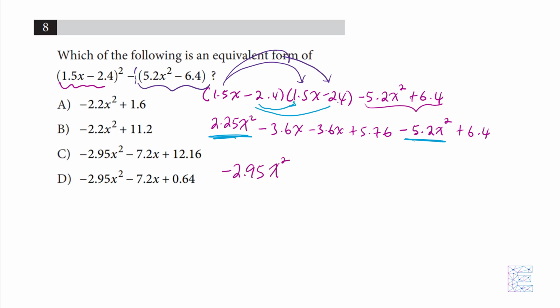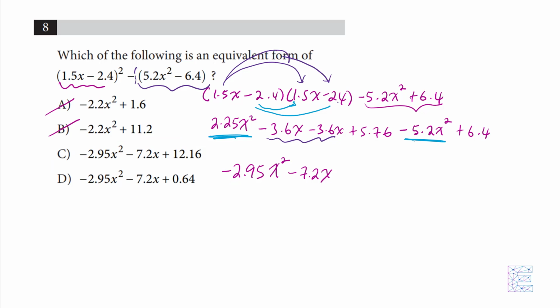2.95x². And just by doing that one thing, we can eliminate A and B because they don't have that. So let's go on to find the next like term. We can say negative 3.6 minus 3.6 gives us a negative 7.2. And these both have that so far, so we can't really eliminate anything.